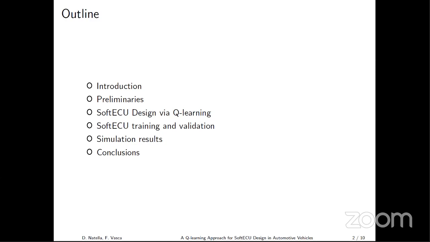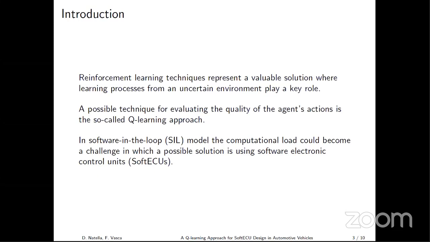In control theory, reinforcement learning techniques have been widely used. For instance, reinforcement learning has been proposed for the design of controllers, also called agents, which must take actions applied to an unknown environment by maximizing a cumulative reward. Reinforcement learning is also generally applied for the solution of optimal tracking control problems. A possible technique for evaluating the quality of the agent's action is the so-called Q-learning approach. And the use of Q-learning for the design of software electronic control units is proposed and applied to automotive vehicles.